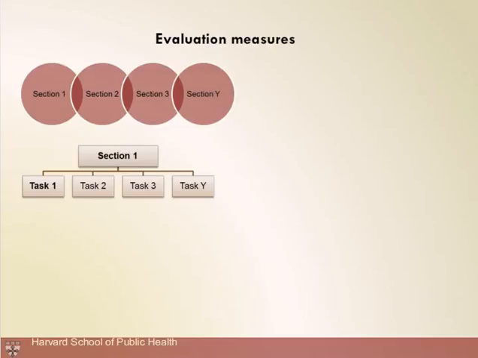In this example, Section 1 has Task 1, Task 2, up to Task Y under Section 1. Task 1 is defined by a number of actions, Action 1, Action 2, up to Action Y.